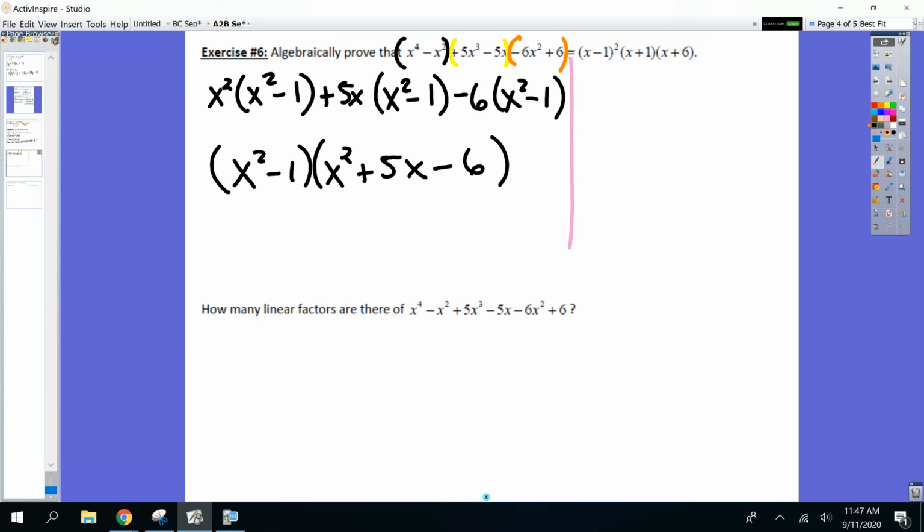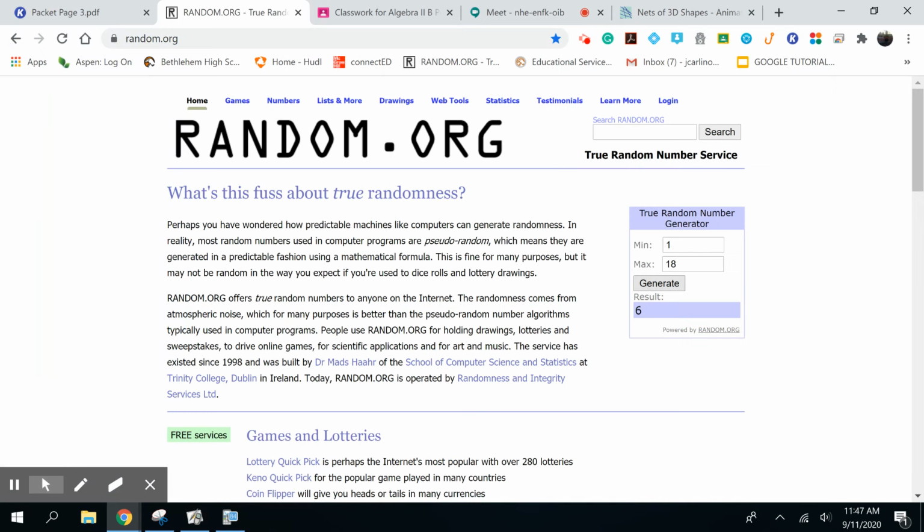Everyone see how that worked? I don't have 3 parentheses at the end. I just still have 2. Does that look like the right side, guys? Does that look like the right side at all? Nope. So that means I can keep going. X squared minus 1. Eyes light up.